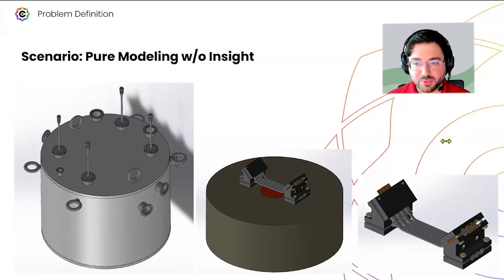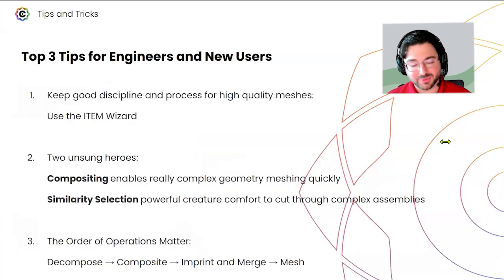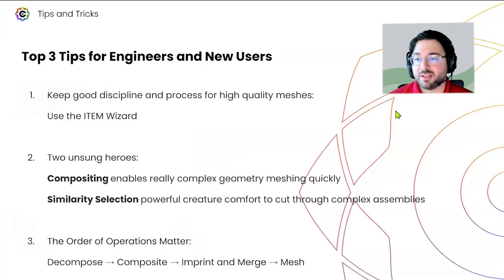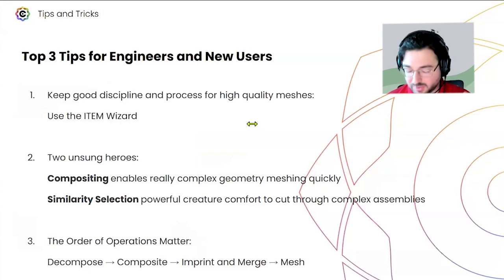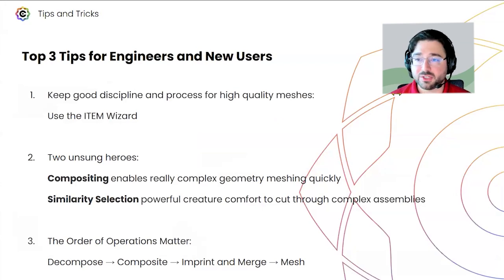So Cubit makes it easy to deal with this, and I'll walk through it in a second. Before I do that, the top 3 things that I'd like people to keep in mind when in this situation is use the item wizard. The item wizard will help you keep a good discipline and a good process for your high quality meshes. There are a lot of features in Coreform Cubit, and a lot of good things that you should do. And the item wizard will help keep you on that straight and narrow path.